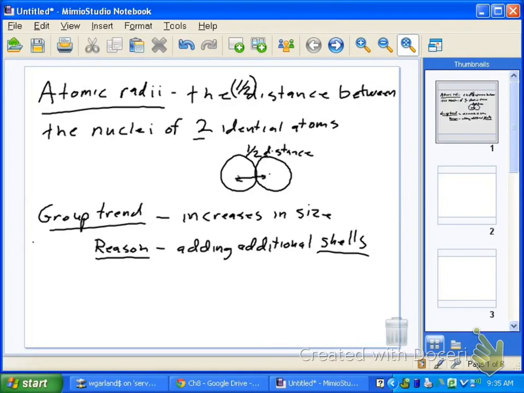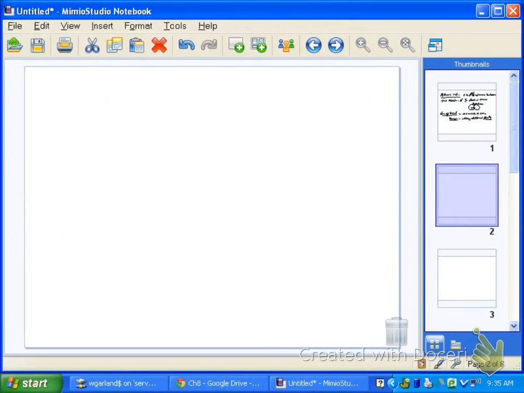Okay? All right. We're going to put this on the next page. So, period trend. Now, period, you're going across. We are going to exclude the D's. We do not look at D's. We go S's to P's. We don't look at this middle group because the D's are filling in inner shells.